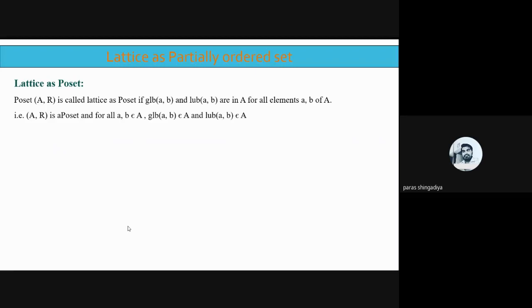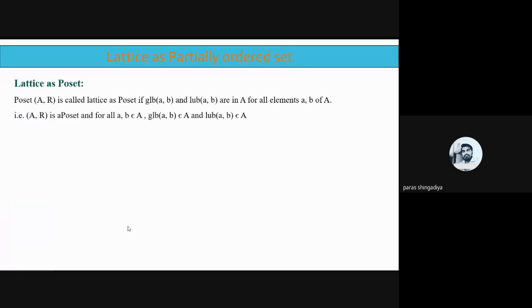It means for all pairs a, b belongs to A, we have to check that the GLB of (a, b) and the LUB of (a, b) also exist in A. Then we can say that (A, R) is known as a lattice as a poset. Which two conditions do you have to verify? GLB of (a, b) and LUB of (a, b).